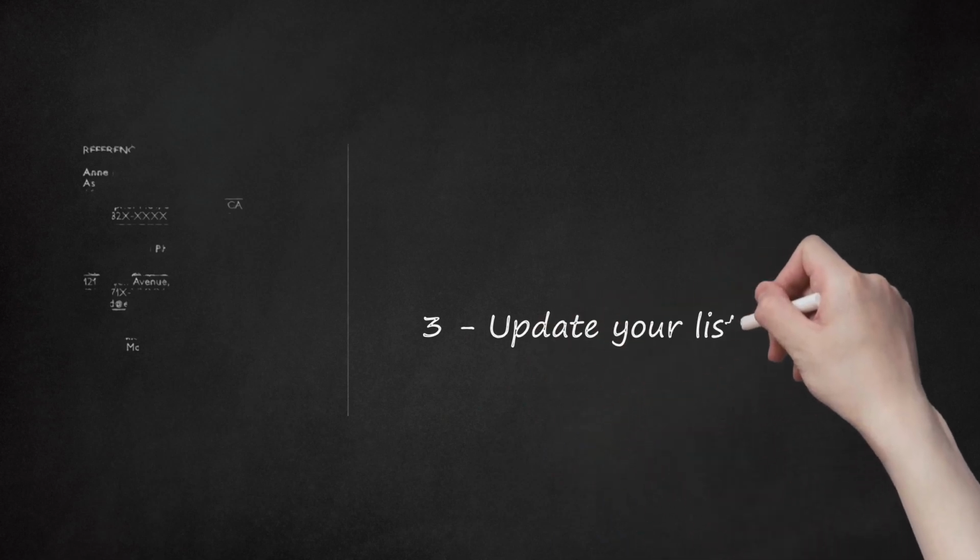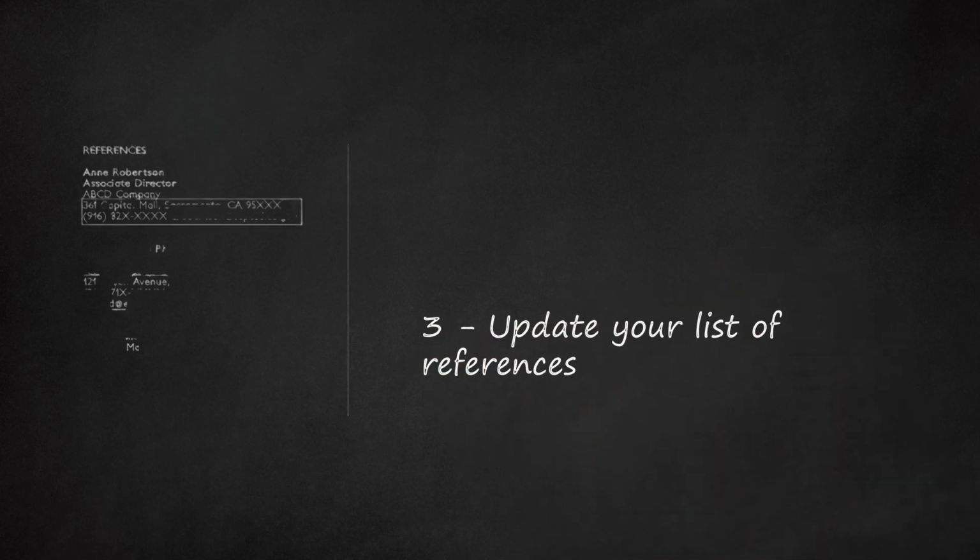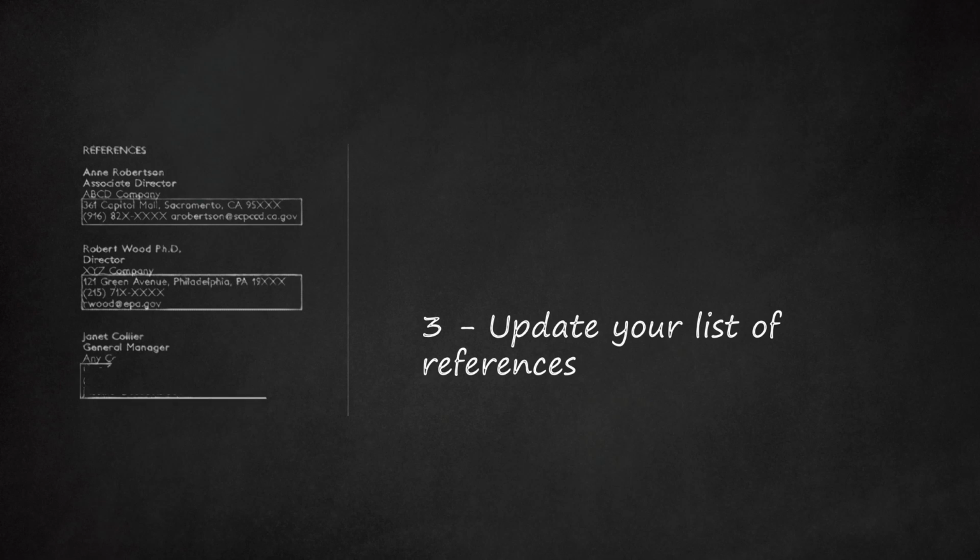3. Update your list of references. Nothing will turn off a potential employer more than finding a wrong number listed among your list of professional recommendations. Make sure all contact information is up to date and accurate. Always make sure that your job references have agreed to be contacted on your behalf, and are aware of the job position for which you're applying.